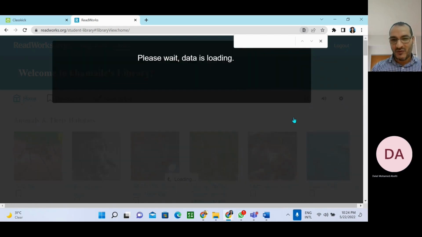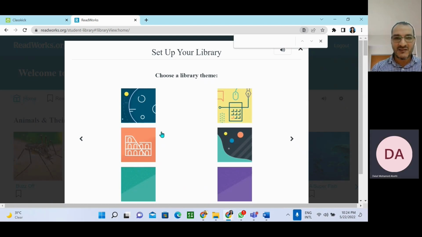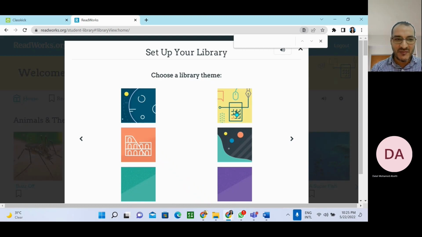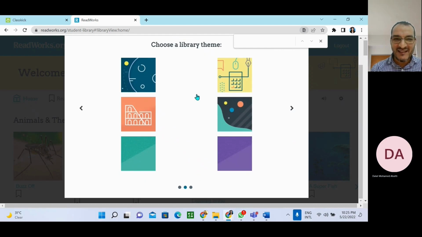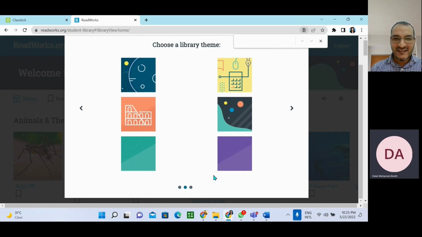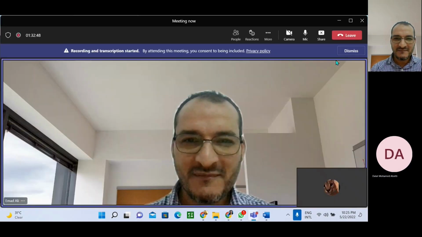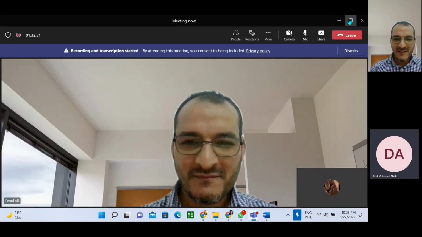You can also practice this with your daughter. Set up your library. Choose a library theme. Never mind, any theme as you like, it's just a theme. I think as a female you can choose the pink one. No pink here. Maybe you can click on any arrow, back or forward. Done.